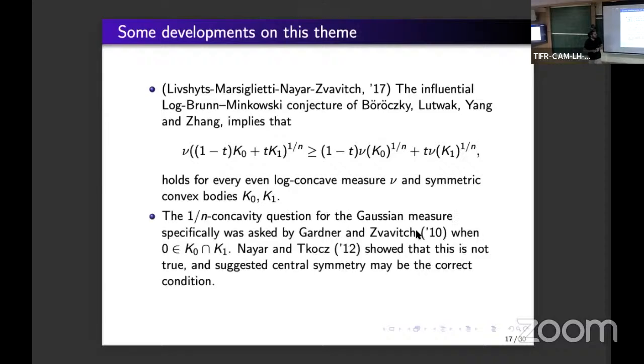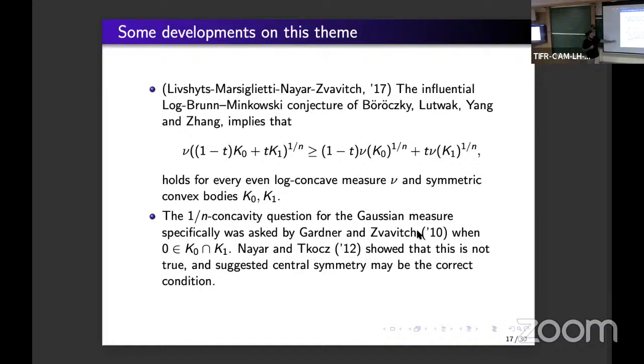And the question about 1 over n concavity, for the Gaussian measure, was first specifically asked by Gardner and Zvavitch. They asked this basically for convex bodies K0 and K1, such that the origin is in both of them. But soon after, it was shown that this is not enough, and it was suggested by Nayar and Tkocz that maybe symmetry is needed here. So note that this is done later. This is 17 and this is like 10 and 12. So this was the question of Gardner and Zvavitch.